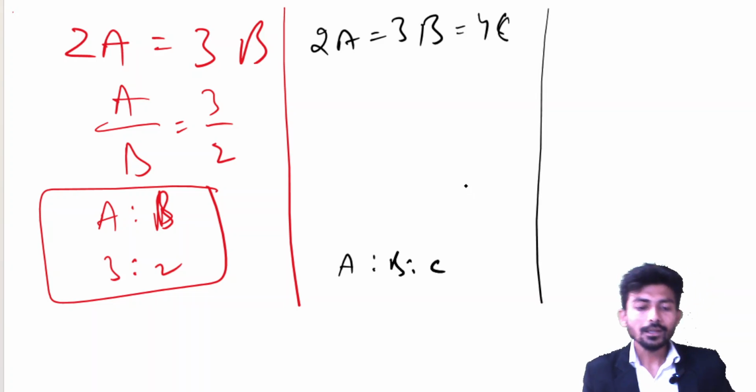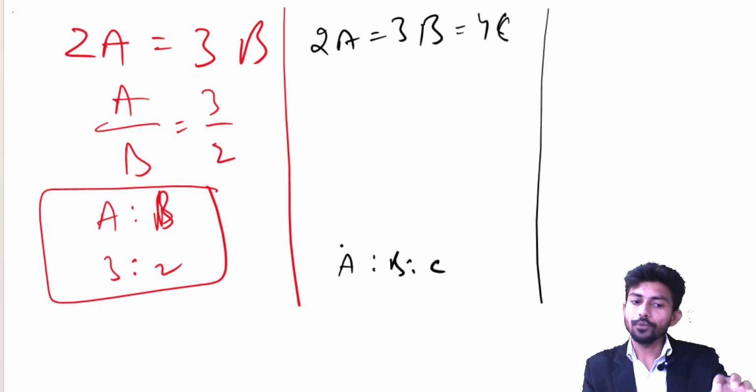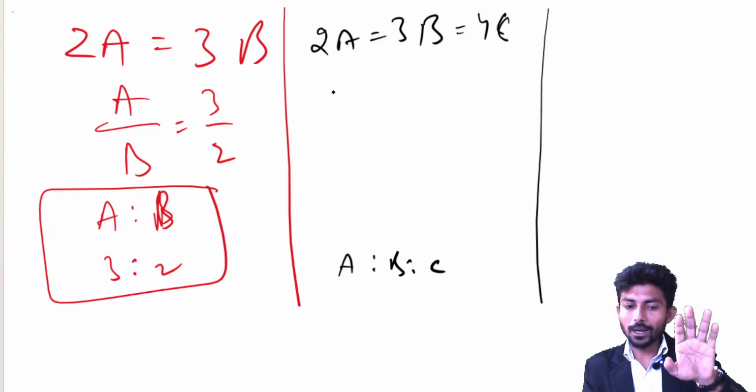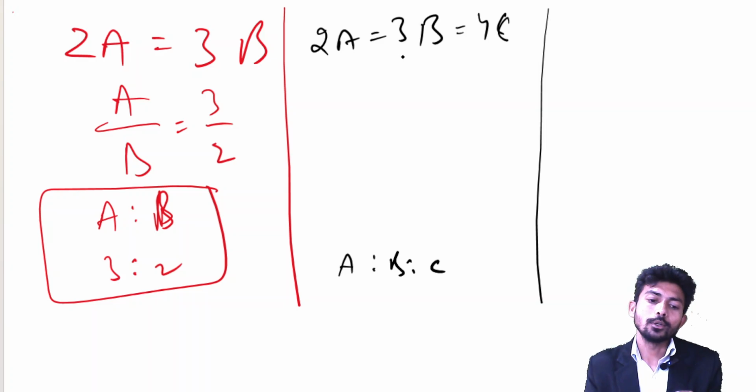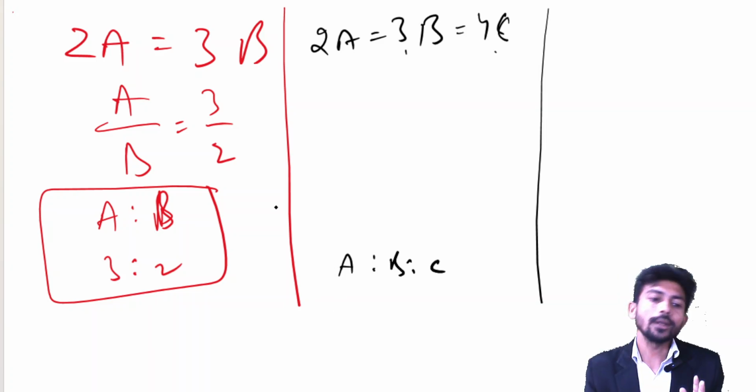See, what is the shortcut approach? The shortcut approach is this: if we are finding the ratio of A, I will hide the A part and I will multiply the rest of the coefficients of the alphabets, those are 3 and 4 for the respective B and C. So in order to find the ratio of A, I will multiply 3 and 4.